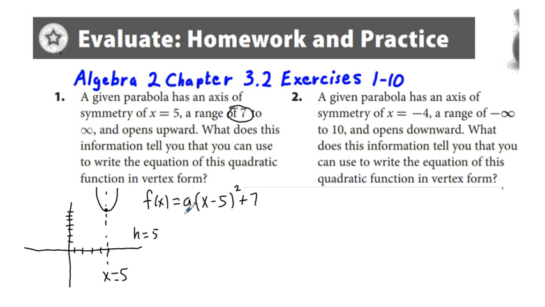So we have all we need for a quadratic function, except we need a second point to determine a. And if we're given that second point, we will be able to work out what a is. And that brings us to the next set.